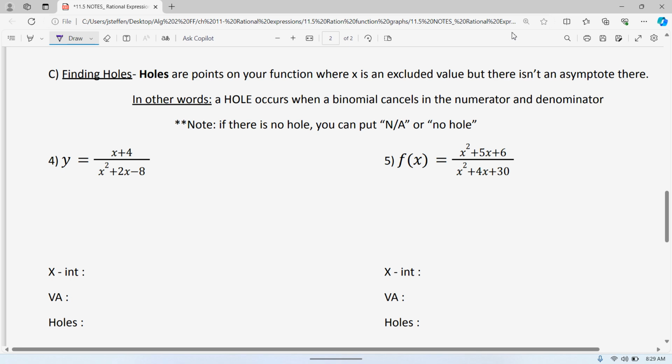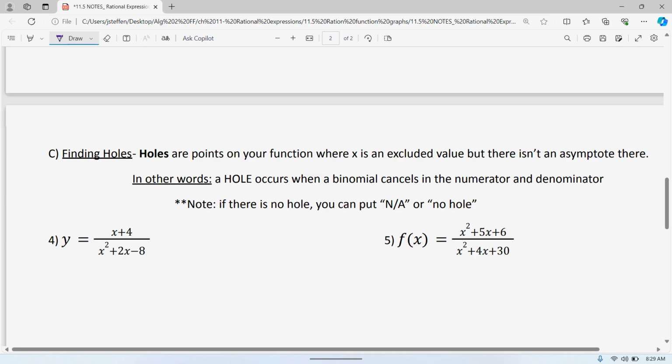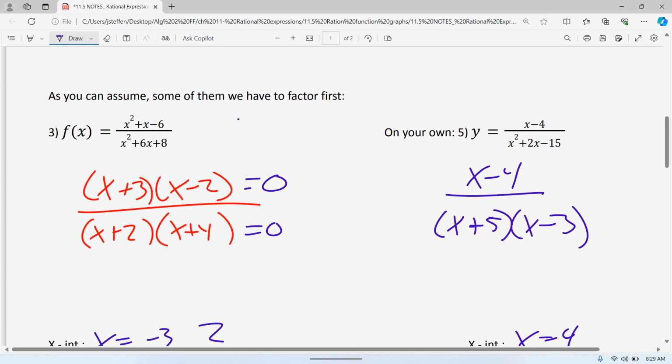Now, another really quick note: if there is no hole, you can put NA or no hole for that. I have students who get really confused. They say, wait, I can't find a hole for this one. Well, yeah, sometimes there aren't any holes. On all these we just did, there were no holes.